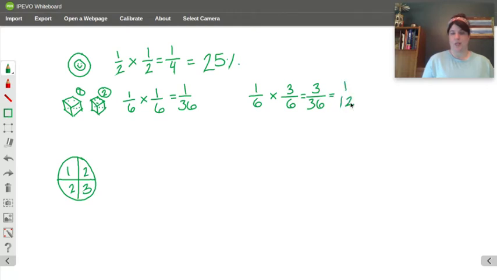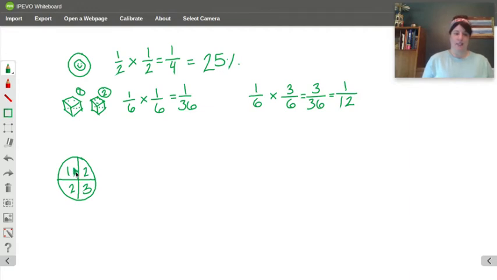to 1/12. So it's a little bit different this time because we're calculating two different probabilities, but it's the same process. You calculate your first probability, calculate your second probability, multiply them together, and then you end up with your compound probability, the probability for both of these events. Okay? Let's look at the spinner.